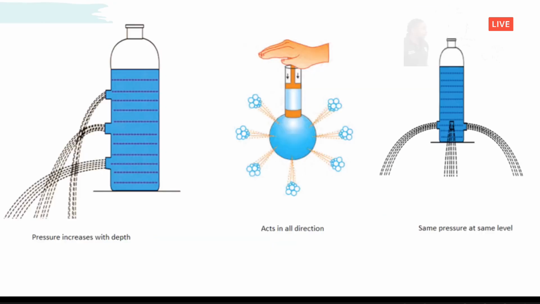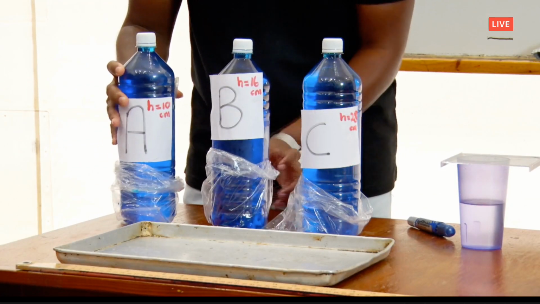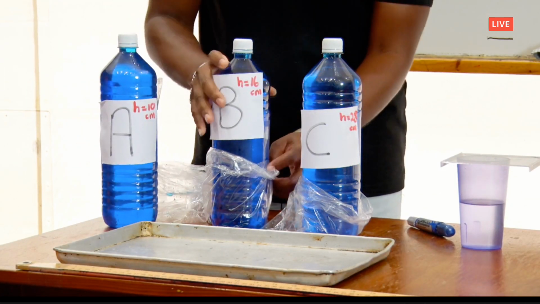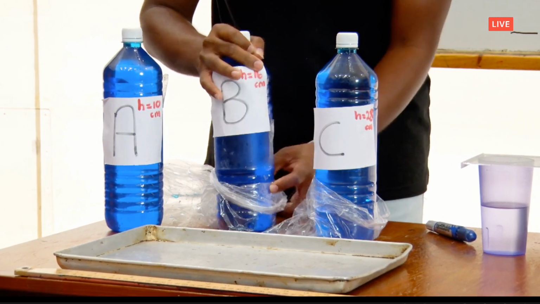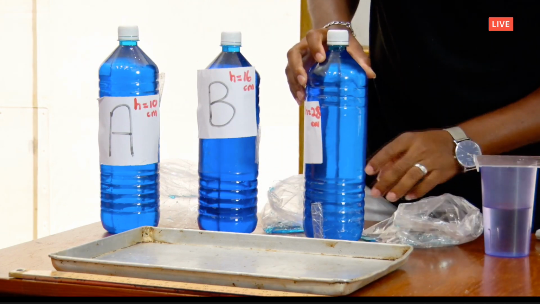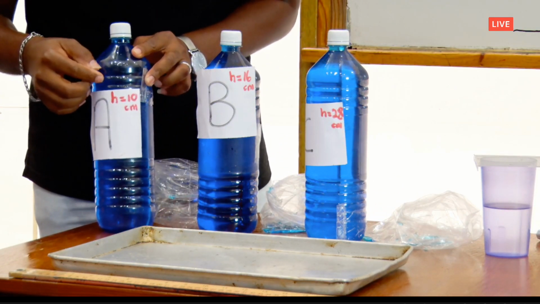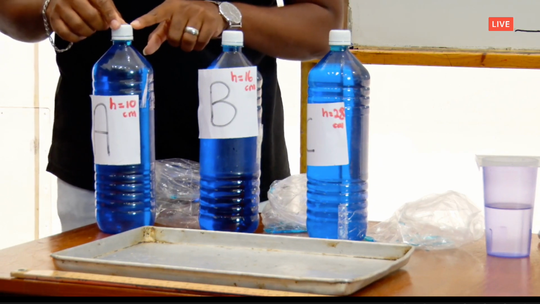Now, to look at that, I'm going to do a demonstration here for you. If you look at the slideshow, you can see a diagram there that shows a bottle that has 3 openings at different layers. You're going to see that the further down you go, the water shoots out even further due to pressure. So we have here set up 3 bottles, and each of these bottles is filled to capacity with a liquid. And these bottles have an opening at different heights, or different depths.